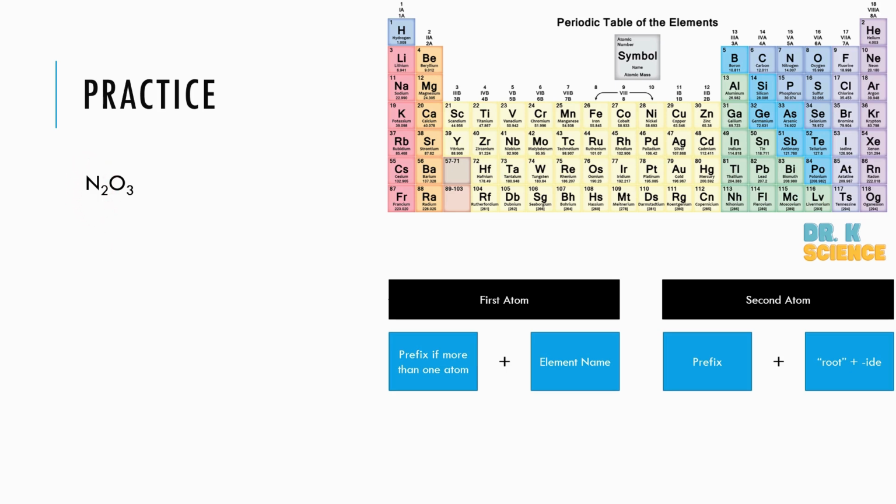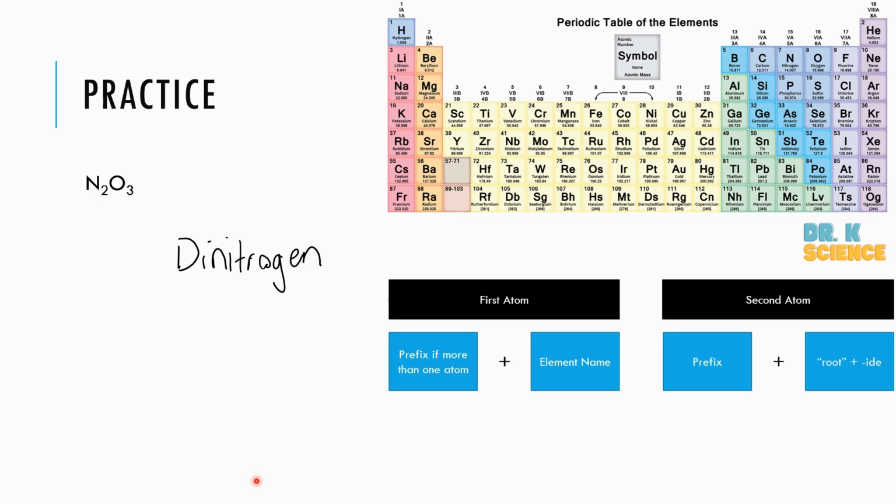Now, in this case, our prefix for this one will be di. So we put di. Now for our first atom, we don't actually change the element name. We're just going to write nitrogen, and this is one word. So dinitrogen is one word in this. So we have dinitrogen. That's the first half. Our second half, we do our prefix, and let's look.